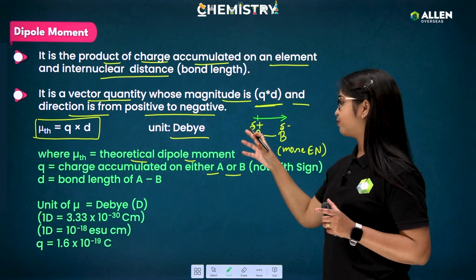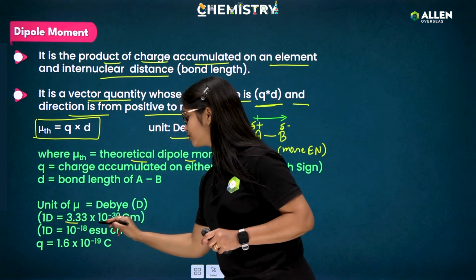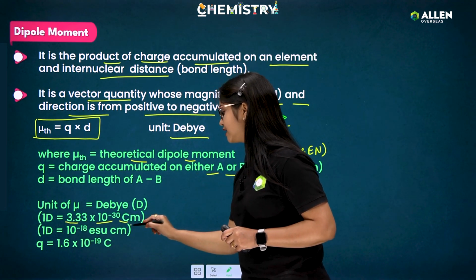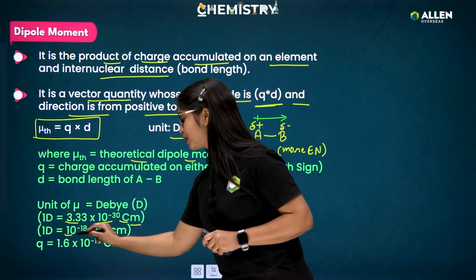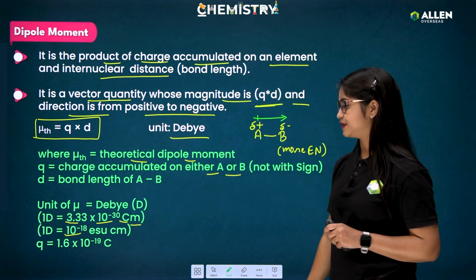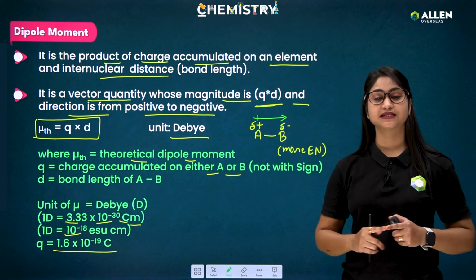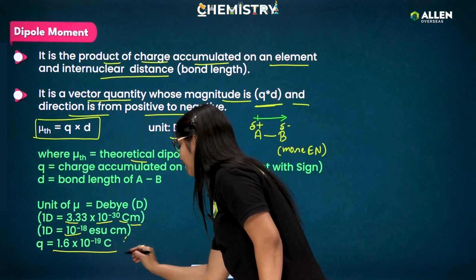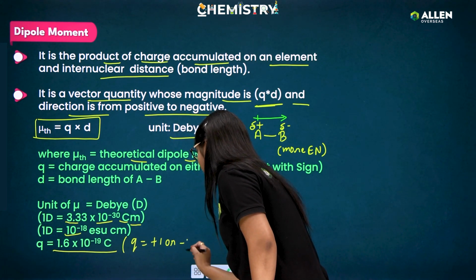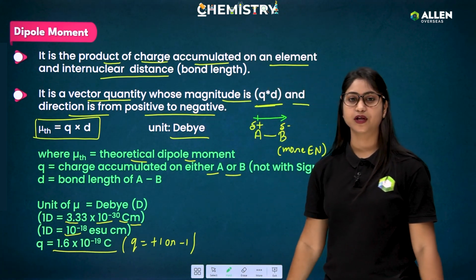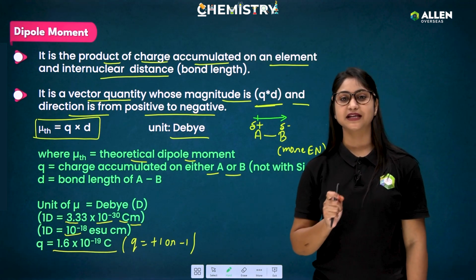Now, the unit of mu is Debye, we know. Now, 1 Debye is equal to 3.33 into 10 to the power minus 30 coulomb meter. And in ESU centimeter, it will be 10 to the power minus 18 ESU centimeter. And the value of q will be taken as 1.6 into 10 to the power minus 19 coulomb. And you can take this value when the charge q is either plus 1 or minus 1. When the magnitude of charge is either plus 1 or minus 1, you can take that value, 1.6 into 10 to the power minus 19 coulomb.